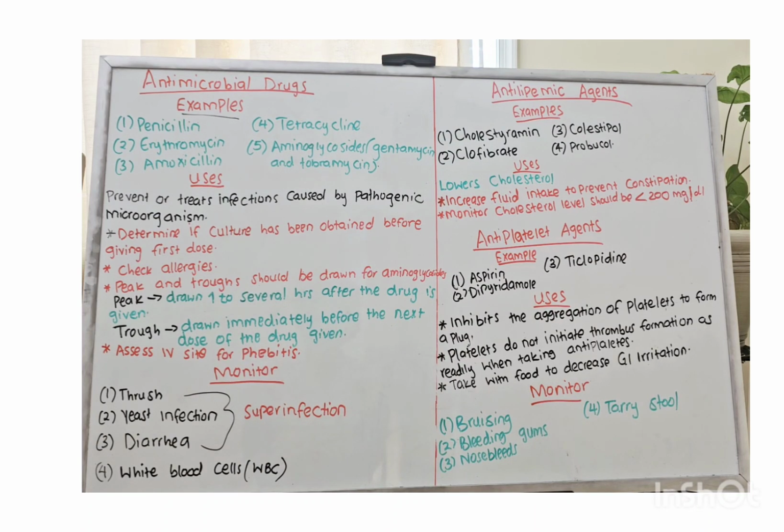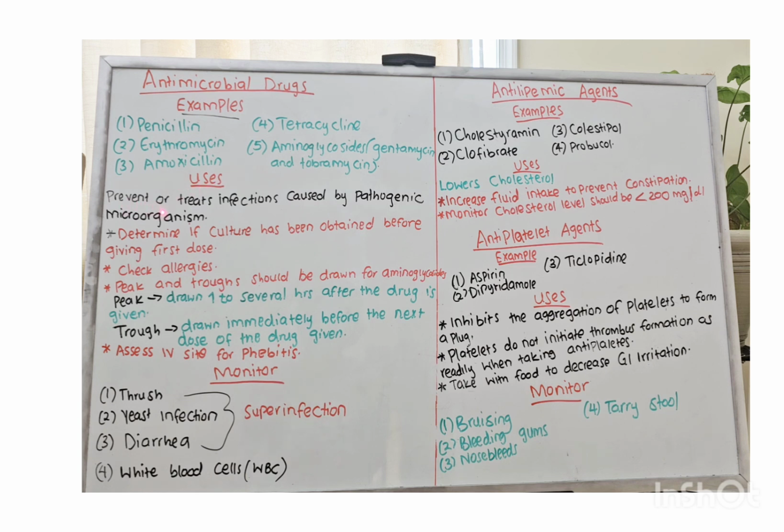Now let's talk about antimicrobial drugs, which are antibiotics that can be used. Examples are penicillin, erythromycin, amoxicillin, tetracycline, aminoglycosides such as gentamicin and tobramycin.